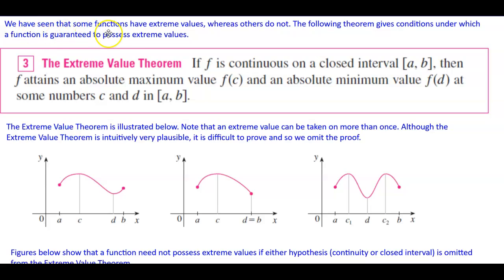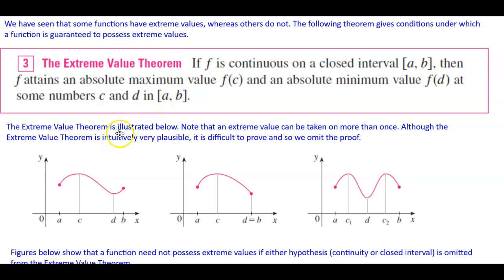Now we have seen that some functions have extreme values, whereas others do not. The following theorem gives conditions under which a function is guaranteed to possess extreme values. In definition number 3, the extreme value theorem: if f is continuous on a closed interval a to b, then the function f attains an absolute maximum value f of c and an absolute minimum value f of d at some numbers c and d in the closed interval from a to b.